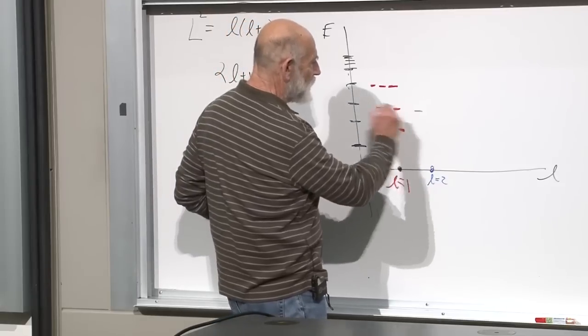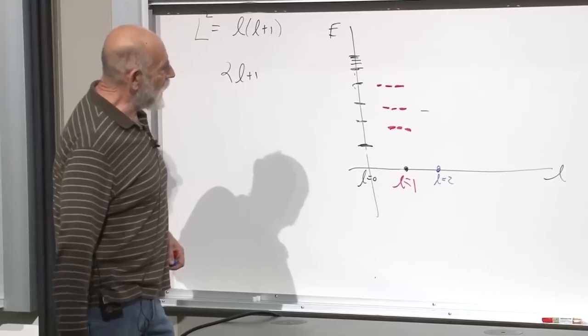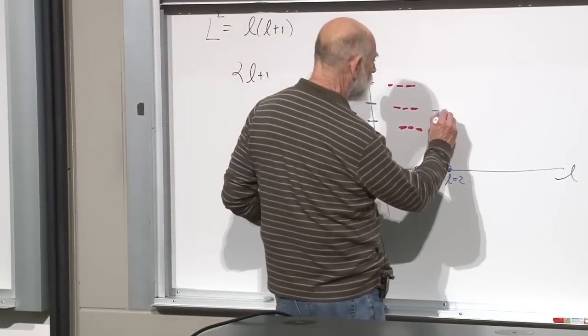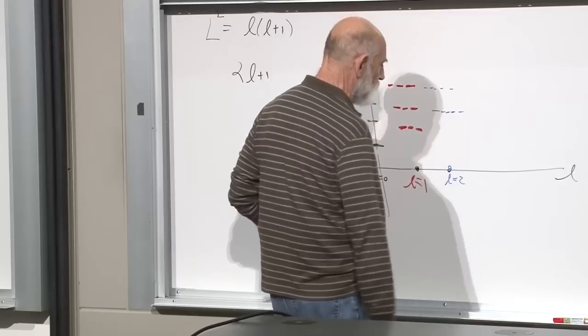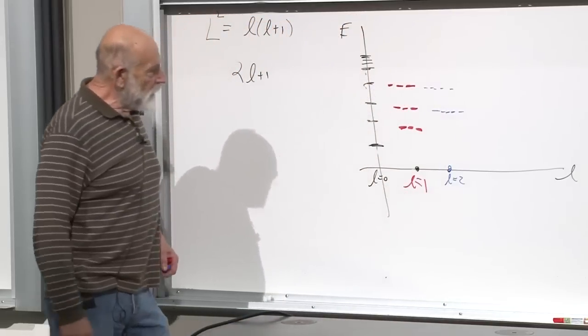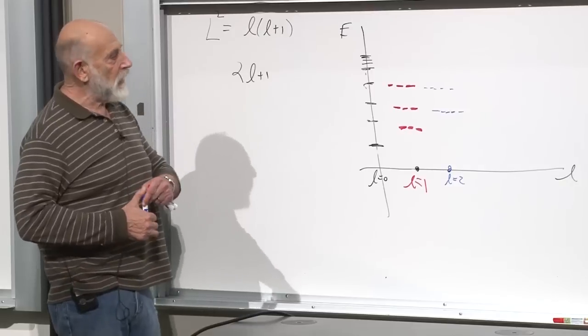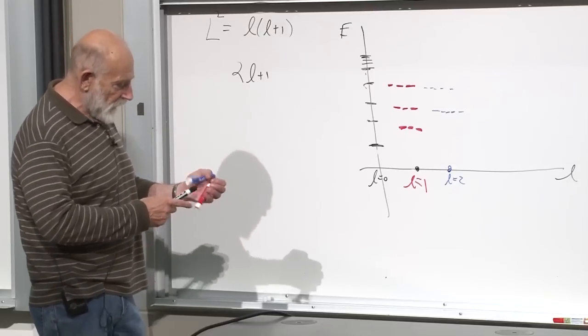You go up to here. And how many states are there? 5. 1, 2, 3, 4, 5, and so forth. And that's the pattern. All right, now you count the number of states.